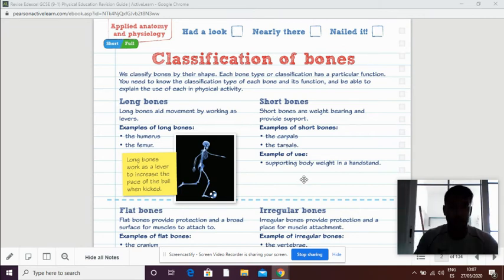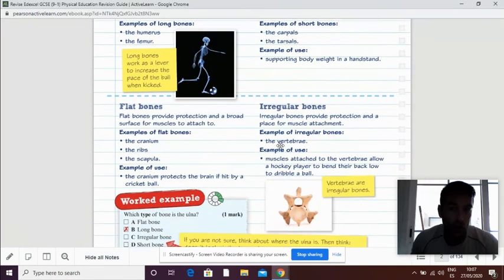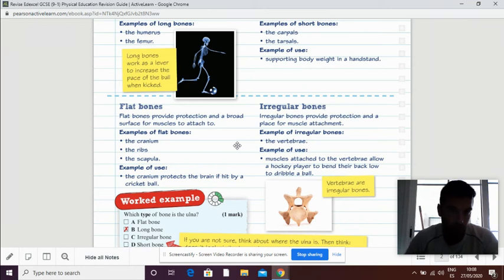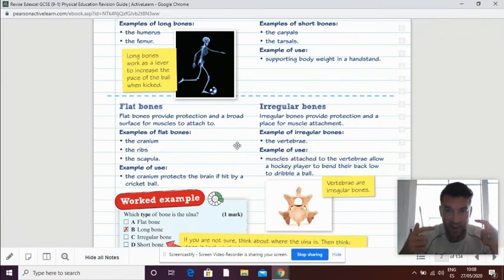Okay, 2 more types of bones that we look at are firstly flat bones. So flat bones' main function is to protect. They have broad surfaces to protect things. So the cranium protects the brain, the ribs, a big one, protect the lungs and protect the heart.